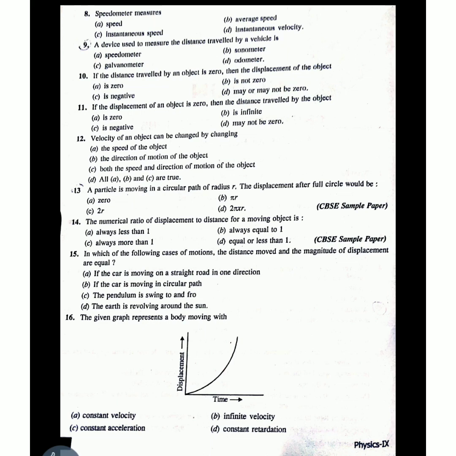The given graph represents a body moving with. The graph shape is given to you. You have to read the options and then find out which option is correct: A, B, C, D. Which option is correct? You have to find that. Now let's do the next questions.